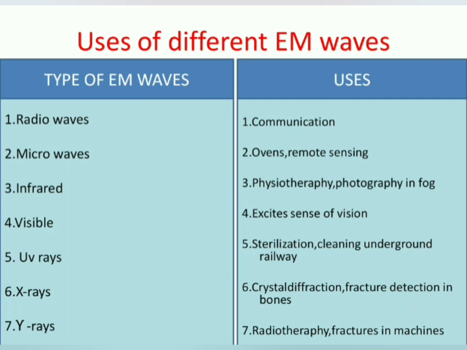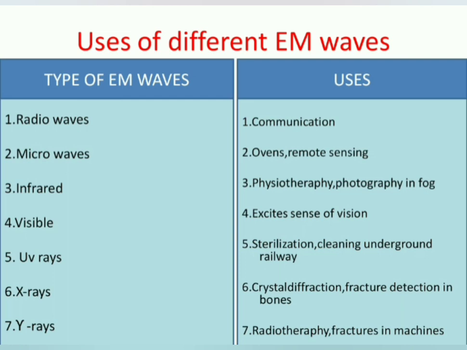Coming to the first one, that is radio waves. We generally use radio waves for communication. Microwaves are used in ovens and in remote sensing. Infrared radiations are used for photography in fog and they are also used for physiotherapy. Visible radiations, we all know they excite our sense of vision. UV rays are used for sterilization. We know that water purifiers generally use UV sterilization. Then cleaning underground railway systems.